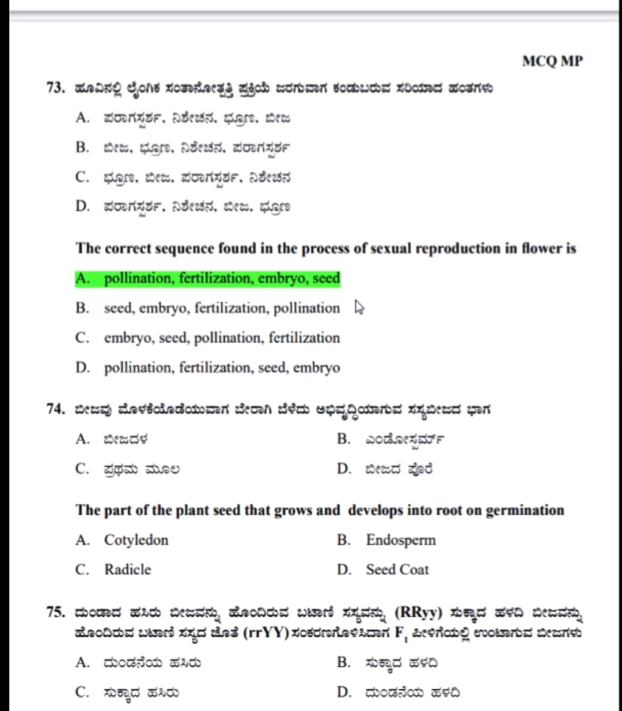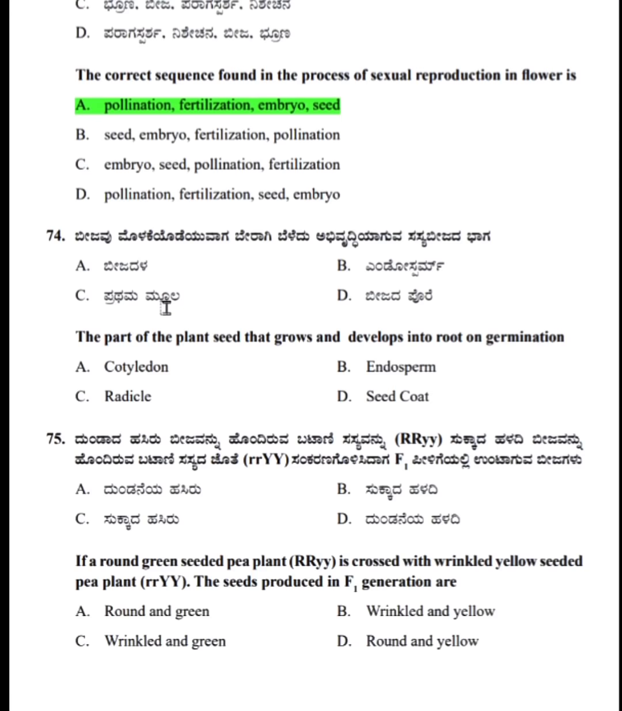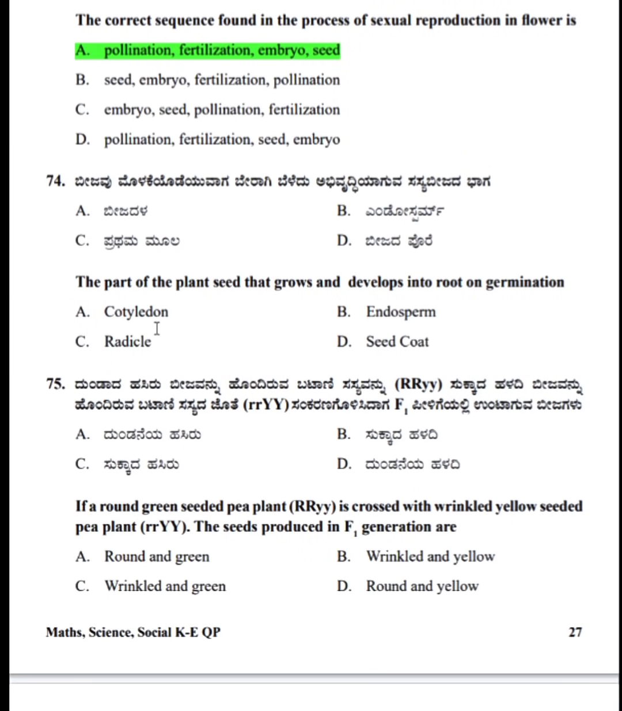Question number 74. The part of the plant seed that grows and develops into root on germination will be radicle. Radicle is the part of the plant seed that grows and develops into a root on germination. Therefore, the correct answer is option C, radicle.